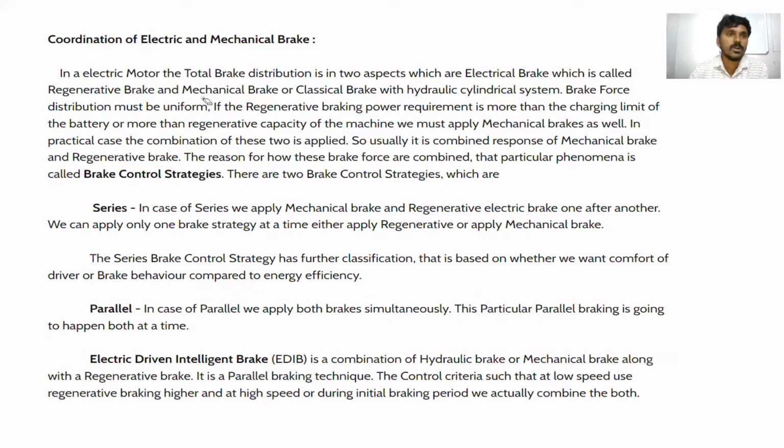Next, coordination of the electric and mechanical brake. In an electric vehicle, the total braking has two aspects: the electrical brake, which is called regenerative braking, and the mechanical brake, or classical brake with the hydraulic or cylindrical system. Brake force distribution must be uniform. That means whatever force is distributed to the wheels of the vehicle will be uniformly distributed. If the regenerative braking power requirement is more than the charging limit of the battery or more than the regenerative capacity of the machine, we must apply the mechanical brakes as well.